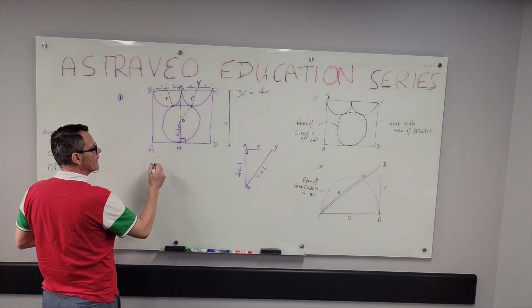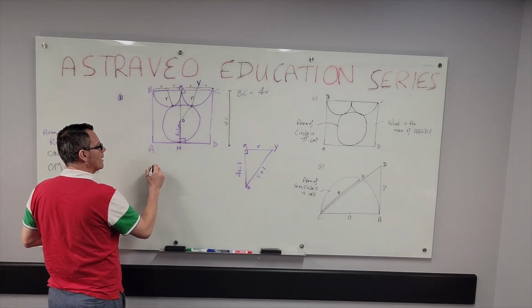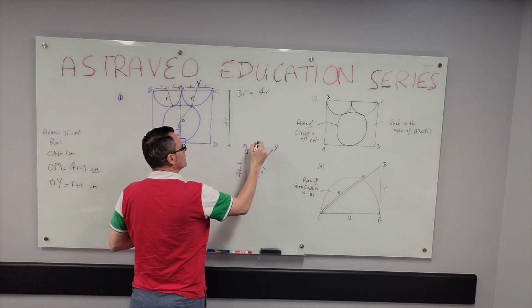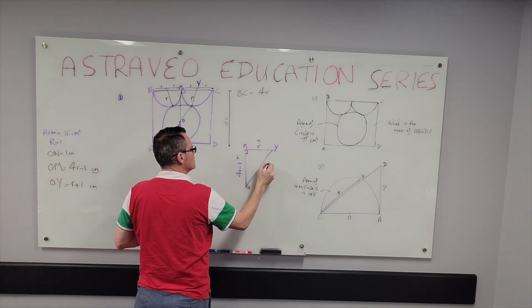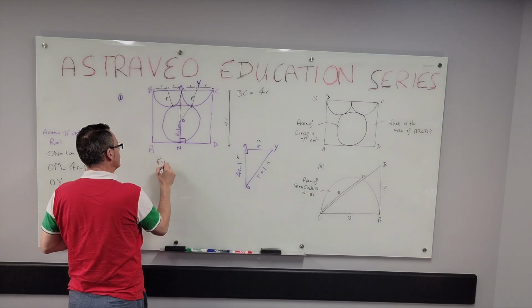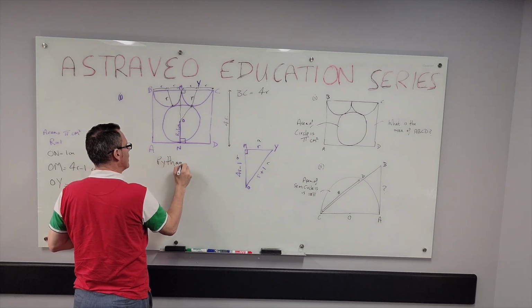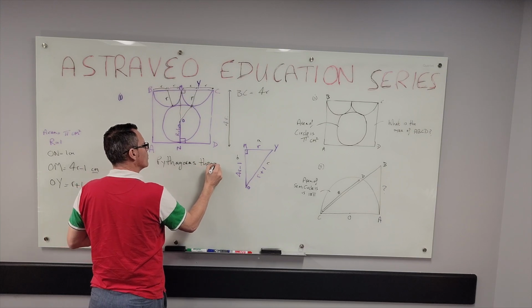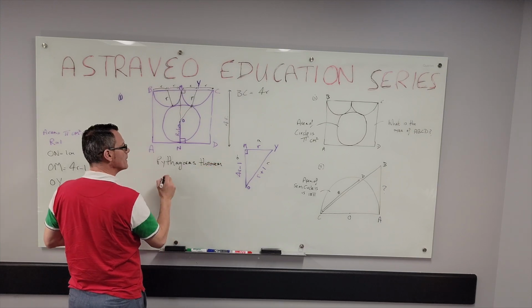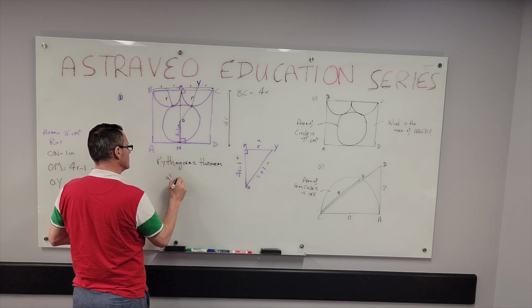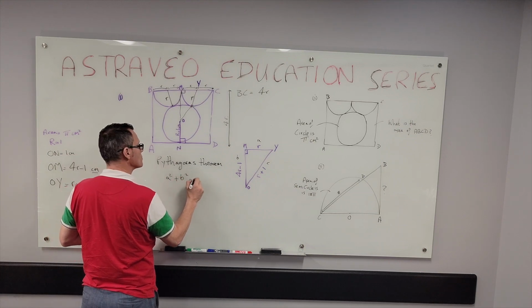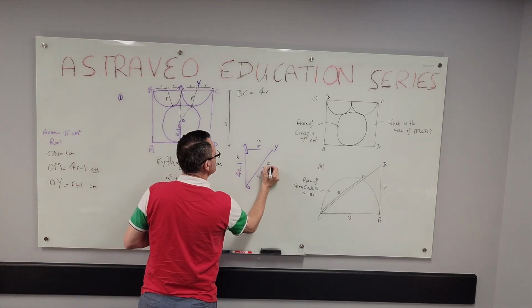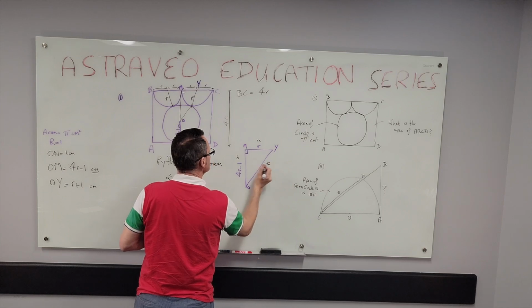So let's see what we get. I'm going to switch to black here. So a squared plus b squared, so it's a, b, c. So Pythagoras' theorem is a squared plus b squared equals c squared.